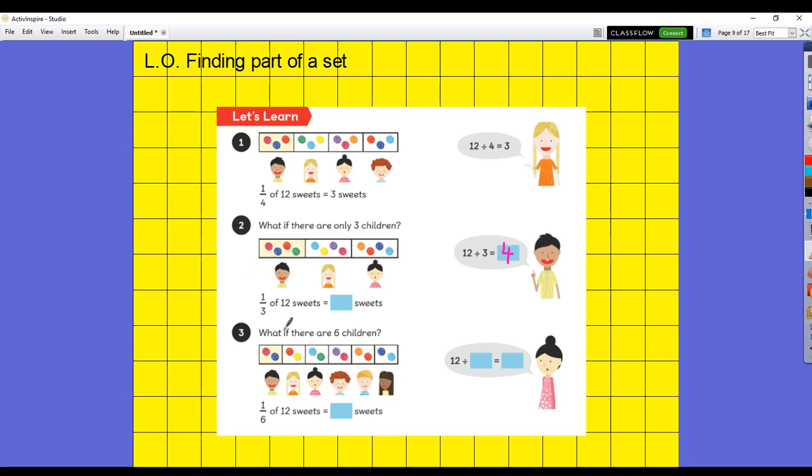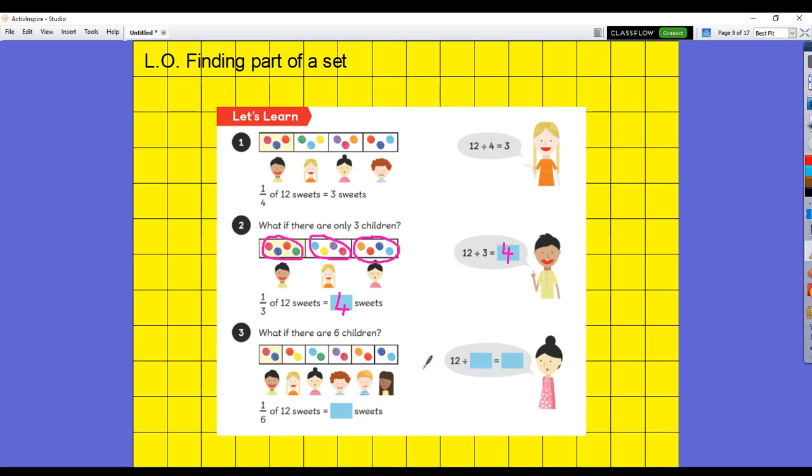So a third of 12 sweets is going to be 4 sweets. If I shared them out equally, one person is going to get 4 sweets each. 4, 8, 12. Okay? What if there are 6 children?